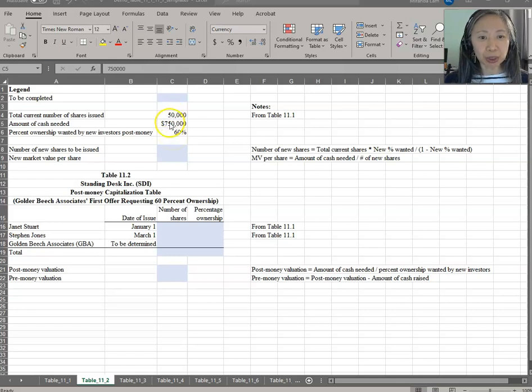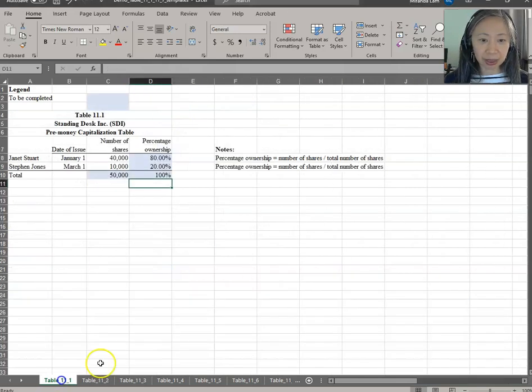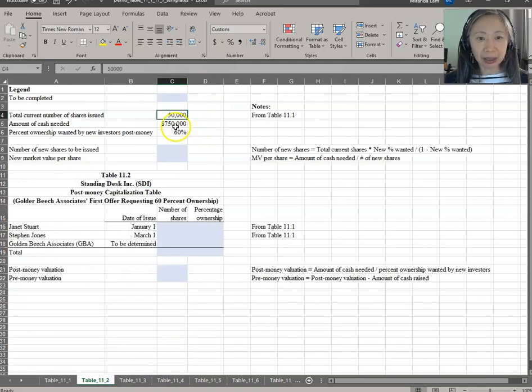The other two pieces of information are given: the total current number of shares. You notice in here, this is from table 11.1. So this is what we have computed earlier. And they know they need $750,000. So this is not very negotiable. They need that to take the product to market.